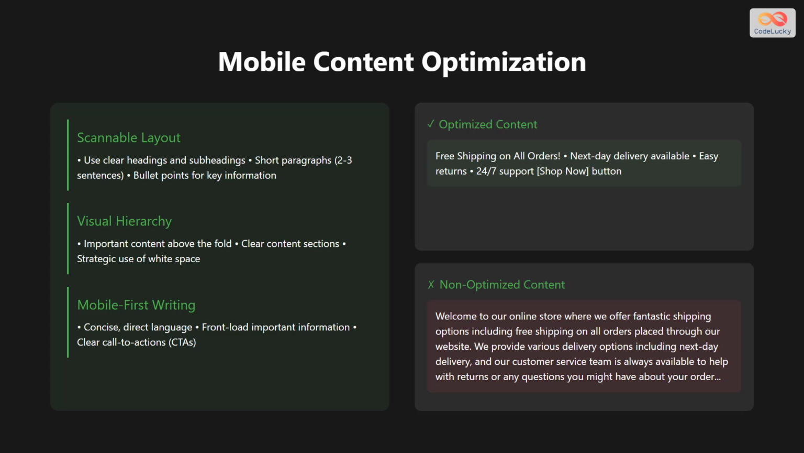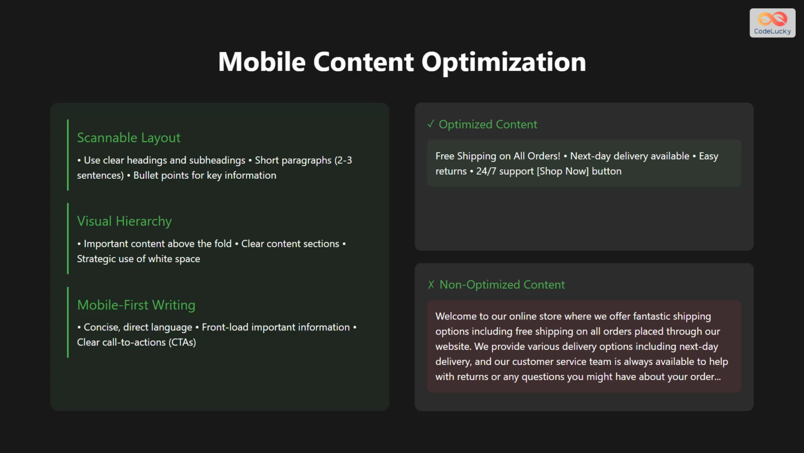Let's discuss mobile content optimization. First, make your content scannable. Use clear headings and subheadings. Keep paragraphs short with only 2 to 3 sentences, and use bullet points to make key points easily digestible.